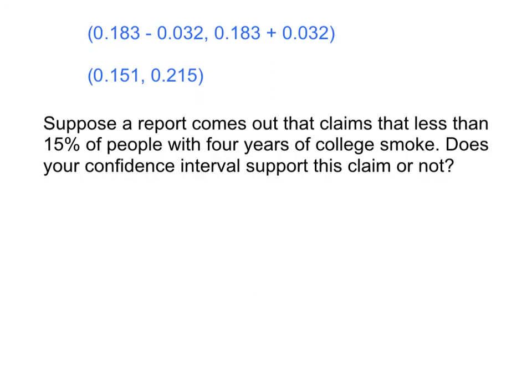So let's take it a step further, and suppose a report comes out that claims that less than 15% of people with 4 years of college smoke. Does our confidence interval support this claim or not? And so if you look at the number line, 0.151 would be here, and then 0.215 would be here. And then 15%, they're saying less than 15%. So 15% would be just shy of that 0.151, and it would be to the left of that.